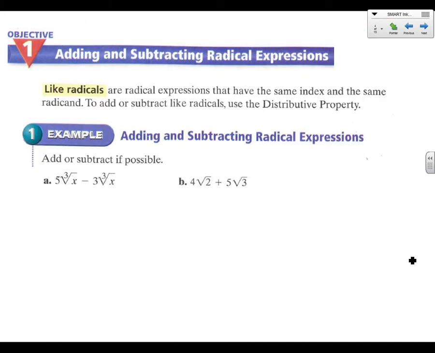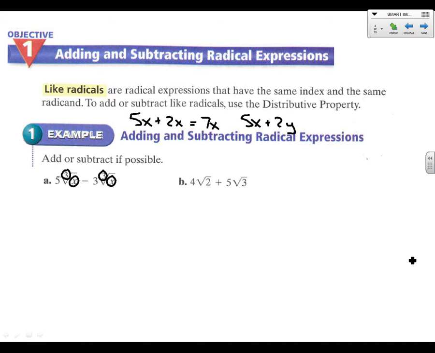All right, so add or subtract if possible. Like radicals are radical expressions that have the same index. Remember, the index is the number up here, and the same radicand, the number underneath. So if those are true, we can add or subtract them just like x's. If we had 5x plus 2x, we could make it 7x. But if we had 5x plus 2y, there's nothing we can do. We're stuck there.